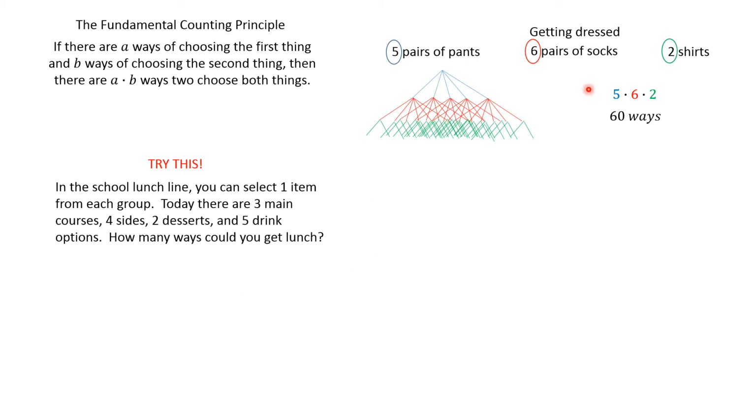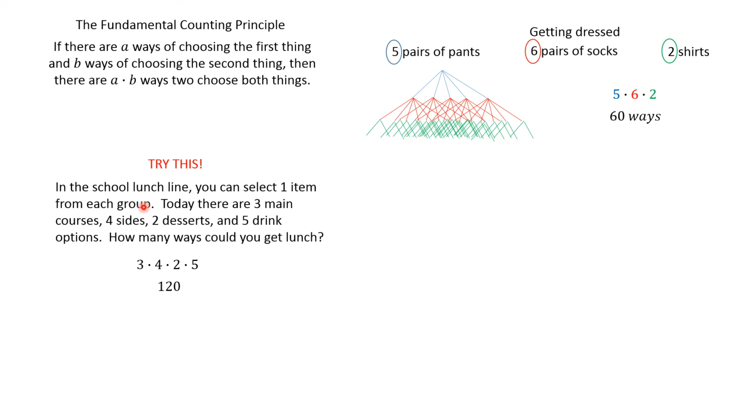So this, just like what we did here, we had 5 times 6 times 2. It's just 3 times 4 times 2 times 5, which is 120 ways of doing it. So you could go through the lunch 120 times and get a different combination each time. And that's all the fundamental counting principle really is.